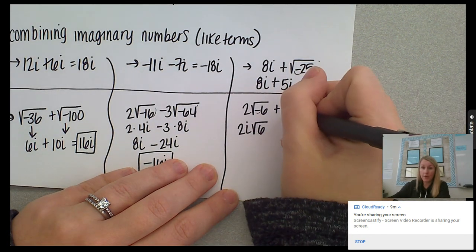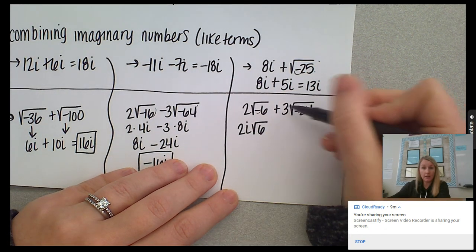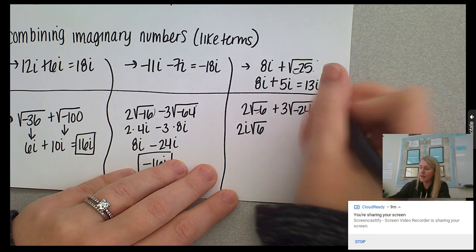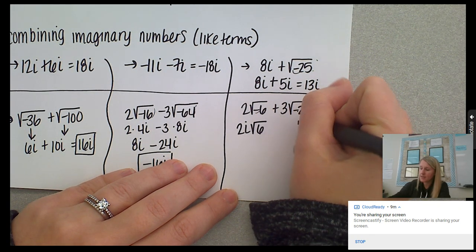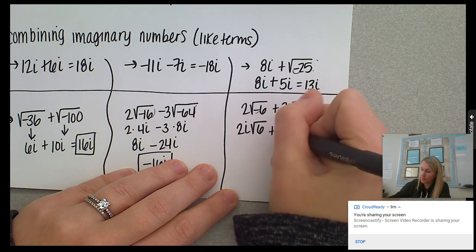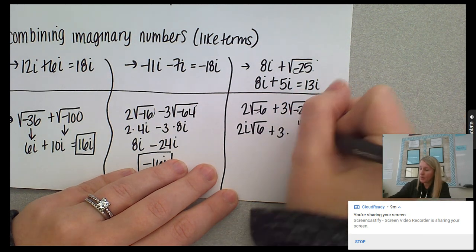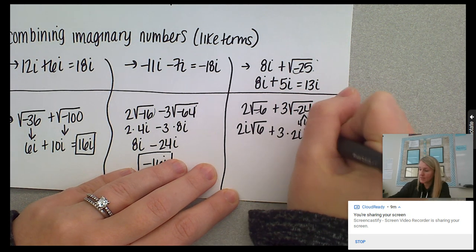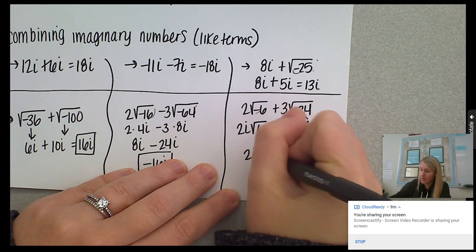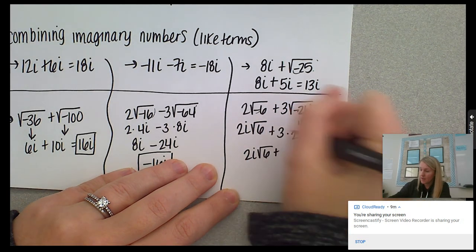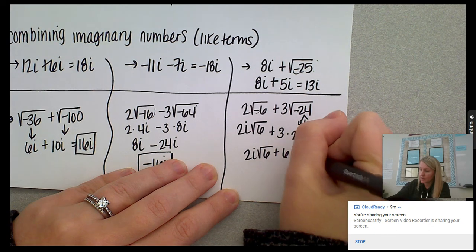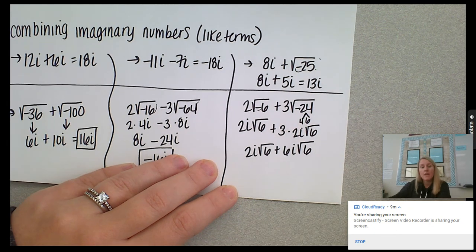This one, I have the 3. I know I'm going to have an i that I'm going to take out, but 24 I can break down, right? 4 times 6. So I'm just going to rewrite it 3 times 2i square root of 6. So I'm just going to rewrite it because that would end up being 6i square root of 6.